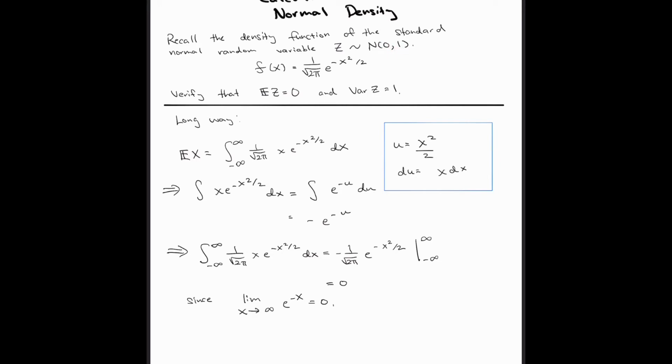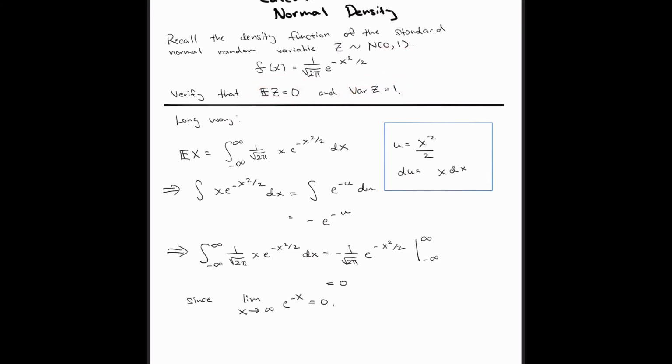And this is the density of the standard normal random variable. So f_Z(x) is 1 over square root 2 pi, and then this is e to the minus x squared over 2. And x is all real numbers, so the support is any real number. And we already know that the mean of the standard normal is 0, and the variance is 1.